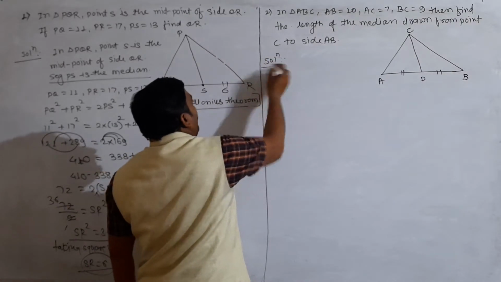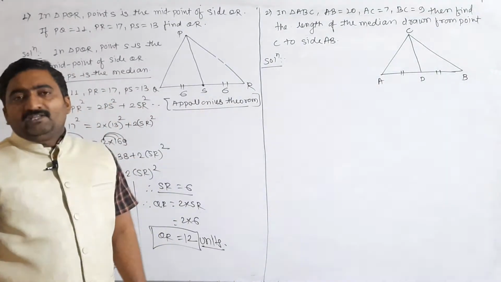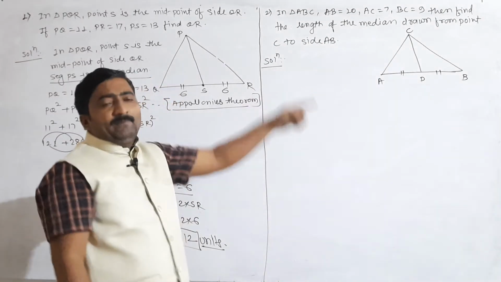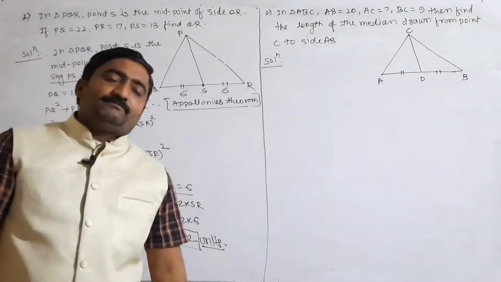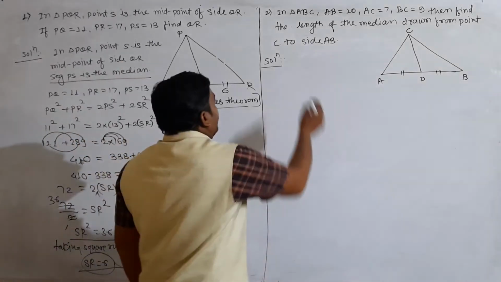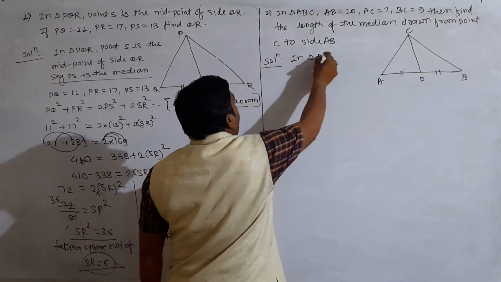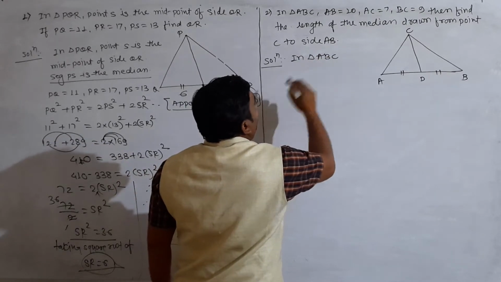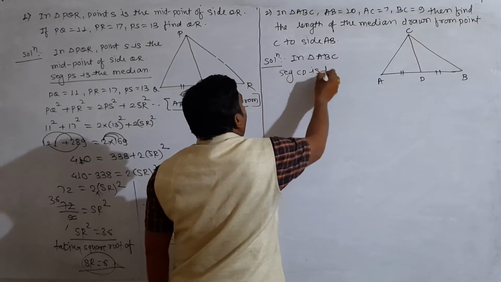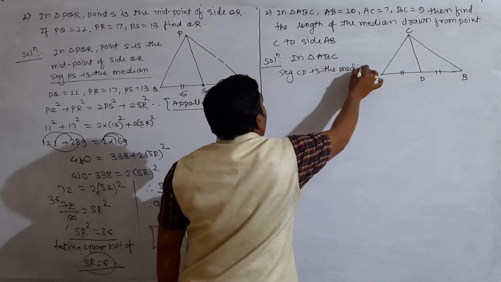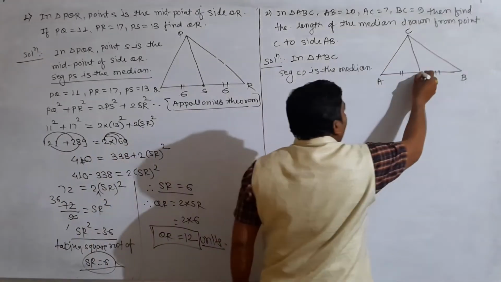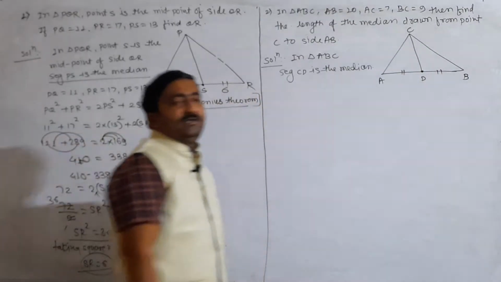Next problem we have to study here. The same Apollonius theorem we have to use now. In this problem also one median is given, but in this problem we have to calculate the length of the median. So how can we calculate the length of the median? First, the given things: in triangle ABC, segment CD is the median. It means D is the midpoint of AB.